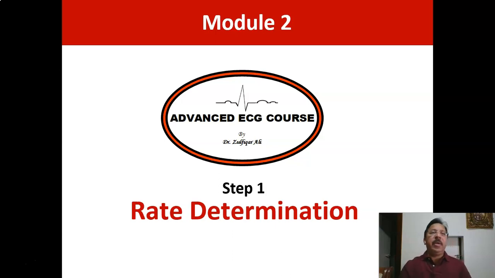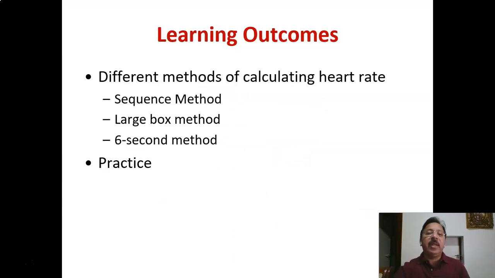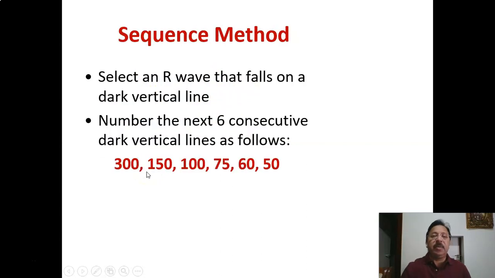Normally, the machine itself, the computer itself, reads the heart rate on the ECG paper, which is the exact heart rate the patient's heart is going through. But as healthcare professionals, we are reading the approximate heart rate. There are different methods of calculating the heart rate. One is the sequence method, another is the large box method, and the third is the 6-second method. These are our learning outcomes, and in the end we will practice these different methods.